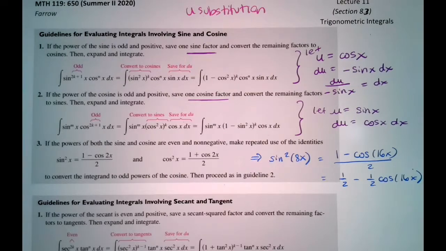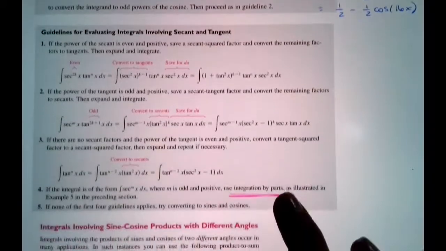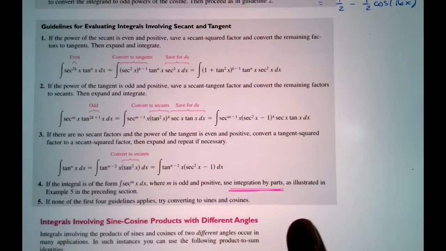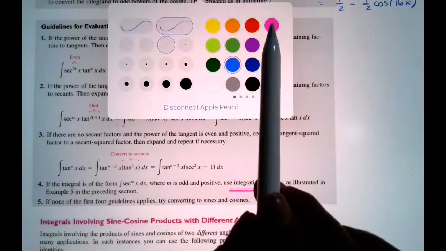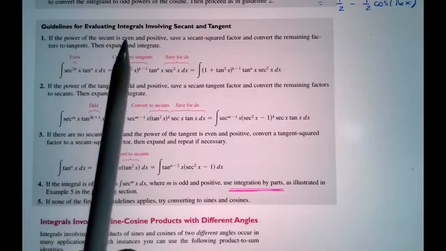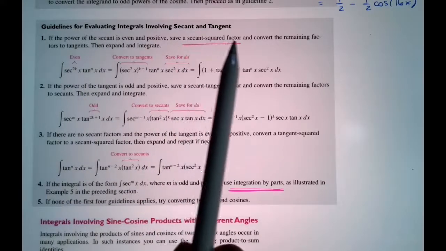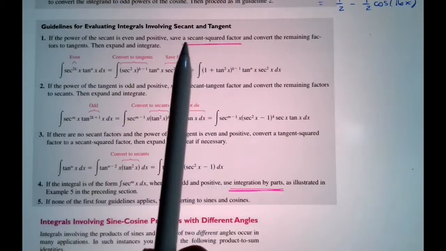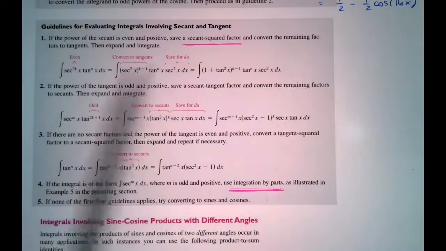I'm going to come down here to the secants and tangents. They work the same way in terms of why they're telling you to do what they're telling you. So let's come at it from here. If the power of secant is even and positive, we're going to save a secant squared factor. You're going to leave secant squared all by itself. You're doing that on purpose because you're going to convert the remaining stuff to tangents.